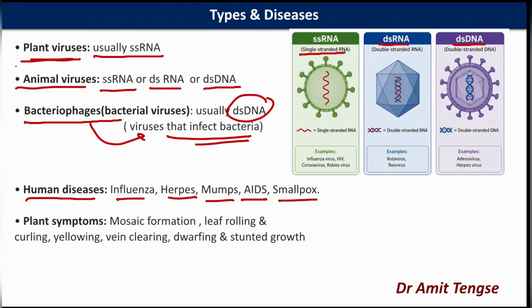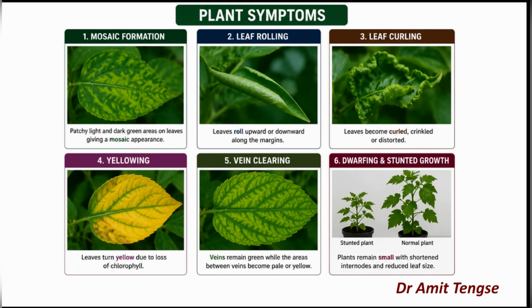Plant symptoms caused by viruses are mosaic formation, leaf rolling, curling, yellowing, vein clearing, dwarfing and stunted growth. You can see in the next slide, these are the plant symptoms. This is the mosaic formation, that is patchy light and dark green areas on the leaves giving a mosaic appearance. Then this is the leaf rolling. Leaf rolling means leaves roll upward or downward along the margin.